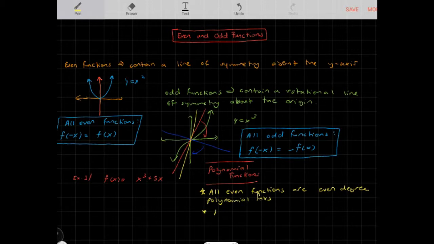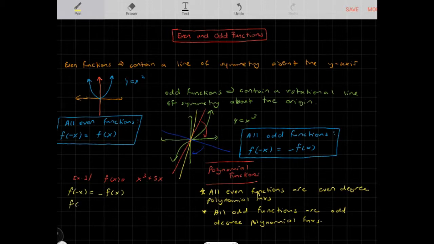and vice versa, that all odd functions are odd degree polynomial functions. Okay, just having these rules in the back of our mind, we can understand that all even functions have to be even degree polynomial functions. This is not an even degree polynomial function, so we would do the test for odd functions, right? So the test for an odd function here is f of negative x should equal negative f of x.